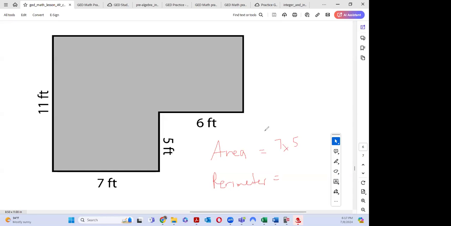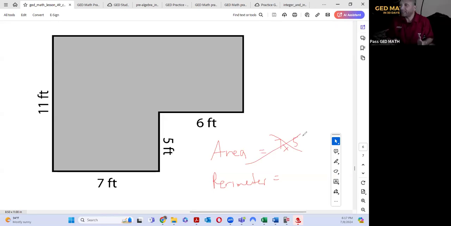That's it. I don't know. Okay. And that is why we're here. I try to make these things as easy for you to understand as possible. So when you get a compound figure like this, what you want to think of is this is more than one shape.